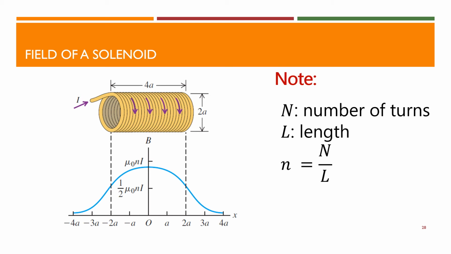Now we consider the field of a solenoid. A solenoid is basically a current carrying wire looped at n number of turns, with some length L. So this is how a solenoid looks like. For the following calculations, we will consider the number density, or the number of turns per unit length. So take note of that.